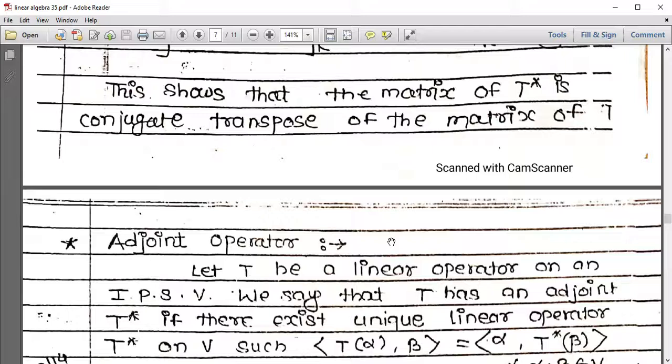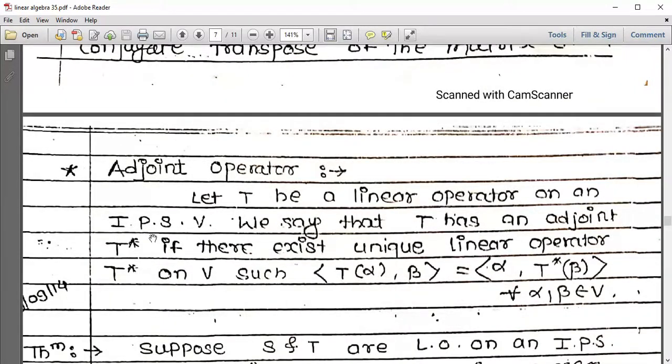Now the next point is the adjoint operator. Let T be a linear operator on an inner product space V. We say that T has an adjoint T star if there exists a unique linear operator T star on V such that the inner product of T of alpha, beta is equal to the inner product of alpha, T star of beta, for all alpha, beta belonging to V.